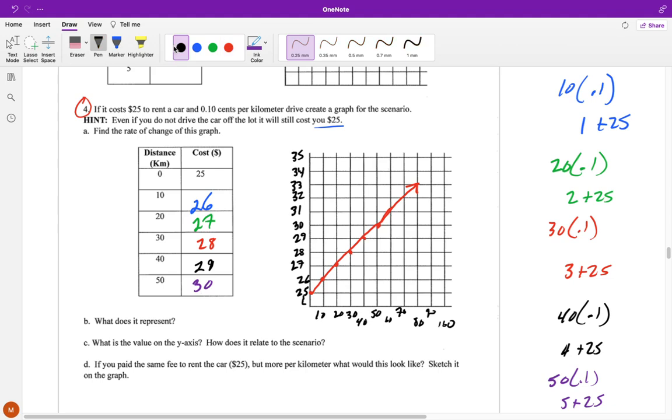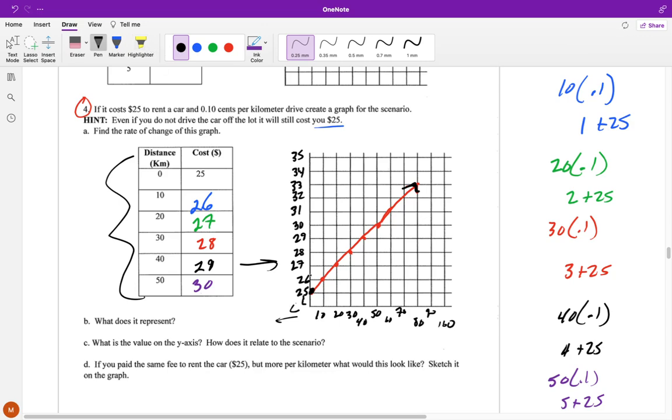So my graph will have an endpoint here because we can't travel in negative kilometers. So it can't go with an arrow facing this way. But we will draw it with an arrow going in the other direction because we can travel for more than just 50 kilometers. It doesn't say that's what we have to, but we can use this table then to generate the graph. Find a rate of change in this graph.